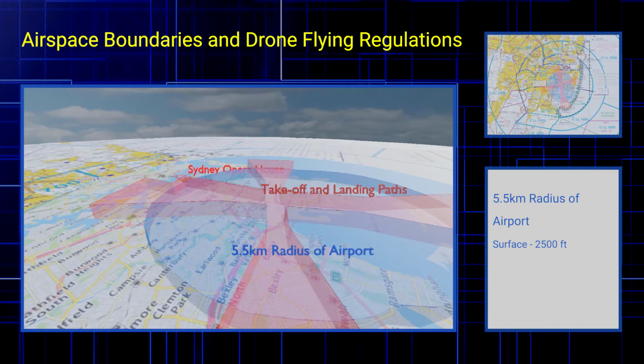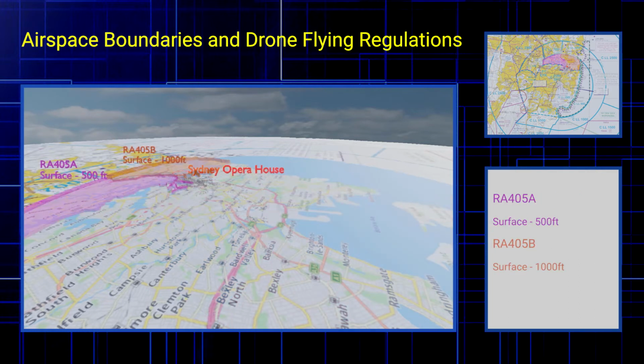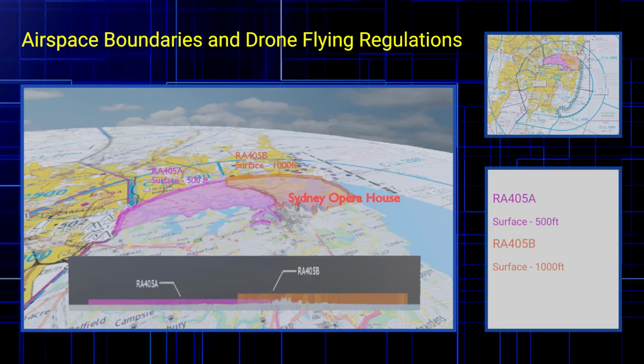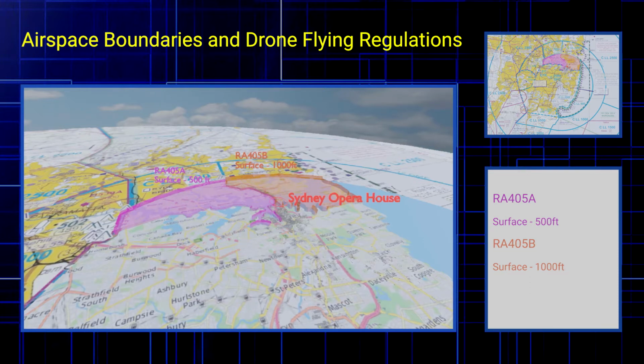Sydney Harbour is enveloped by a restricted airspace area called RA405A, which applies from surface to 500 feet. This is highlighted in pink. Another restricted area is RA405B, which applies from surface to 1,000 feet, highlighted in orange. This shows the cross-section of the two restricted areas. You can see that RA405B, highlighted in orange, applies up to 1,000 feet, whereas RA405A applies up to 500 feet.